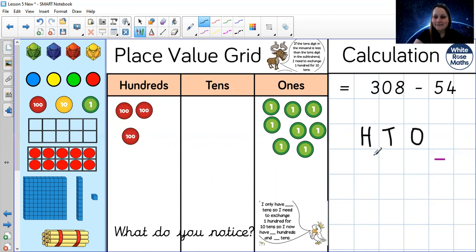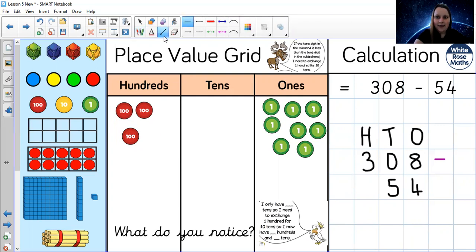And then what do I need to write? Yeah, that's right. I need to write my minuend. So I'm going to write 308. That's my whole. That's what I've got. Then what do I need to do? I need to write my subtrahend, which is 54. And I need to be really careful here that I'm lining up my digits correctly. So 50, that's 5 tens, and 4 is 4 ones. And then I need to show my equals sign, and that's where I'm going to put the difference.